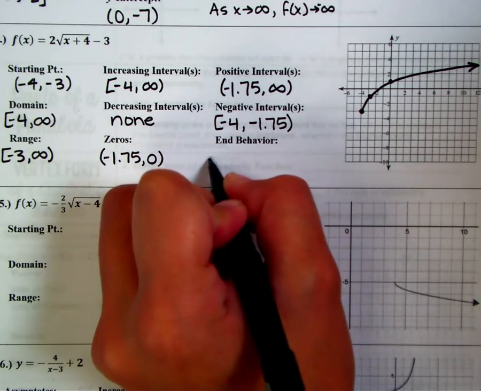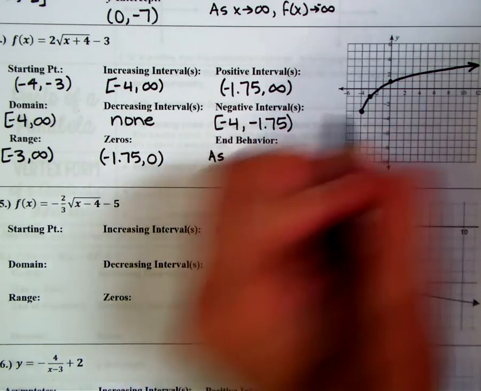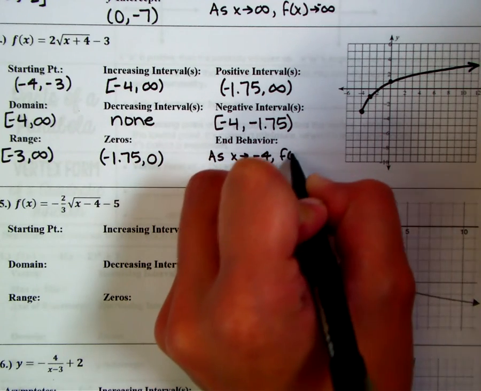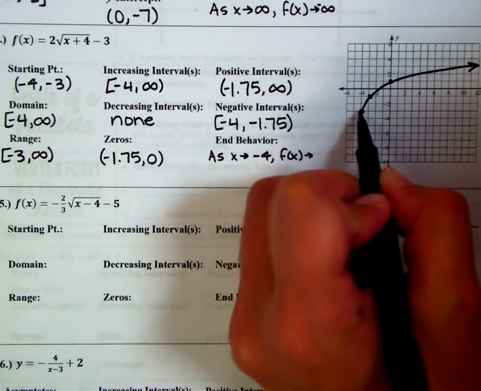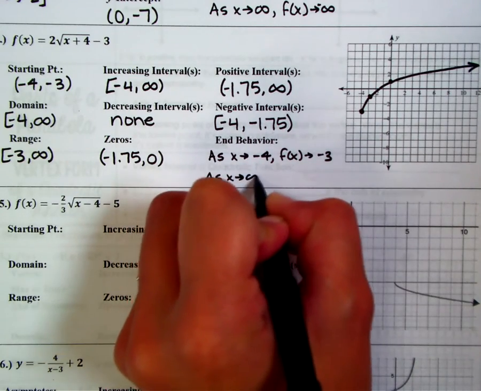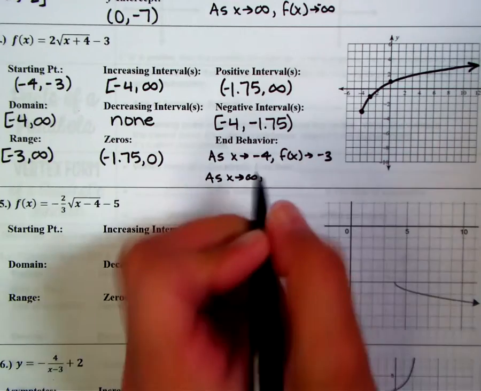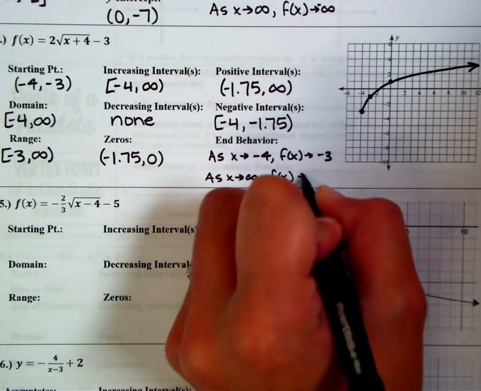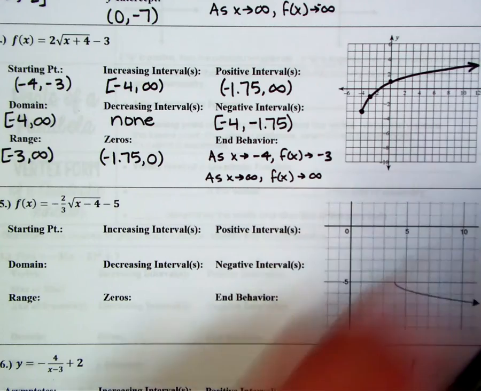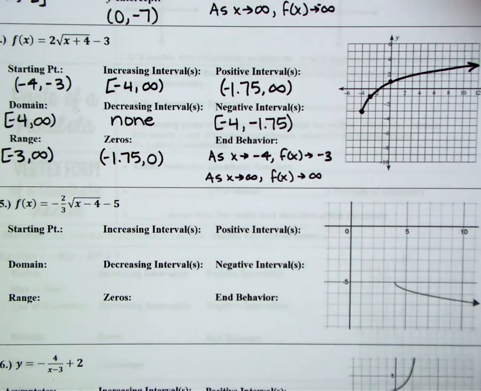My end behavior on the left-hand side, I'm going to actually come to a point. So as x approaches -4, f of x, or that y value, is approaching -3. And on the other side, x is going to approach positive infinity because it goes on forever. And f of x is going to also approach positive infinity because that arrow is going up. So those are your characteristics there.